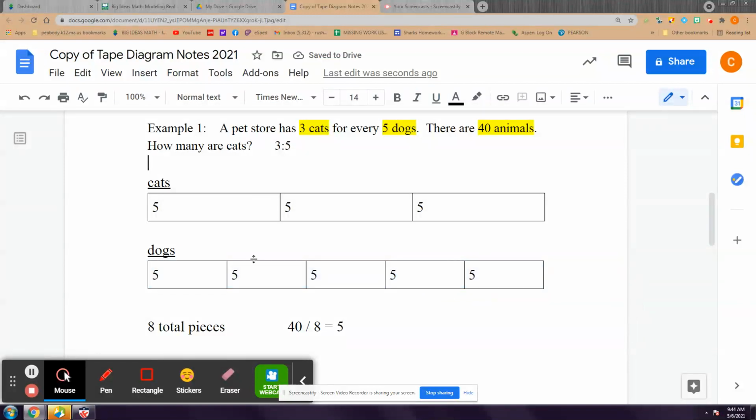Okay. So again, I took the 40 total animals up here. That's where I got 40 from the word problem. I divided by 8 because you divide by how many pieces there are total. And then I got 5. So then I take that number and put it in each piece of tape or each box. Okay. And now I can just figure out how many cats. All I have to do is add up all the numbers in the cat's tape diagram. Or you could multiply. But you could just do 5 here.